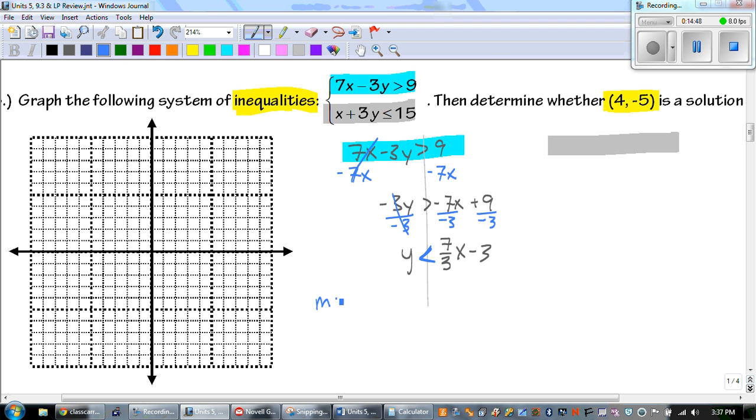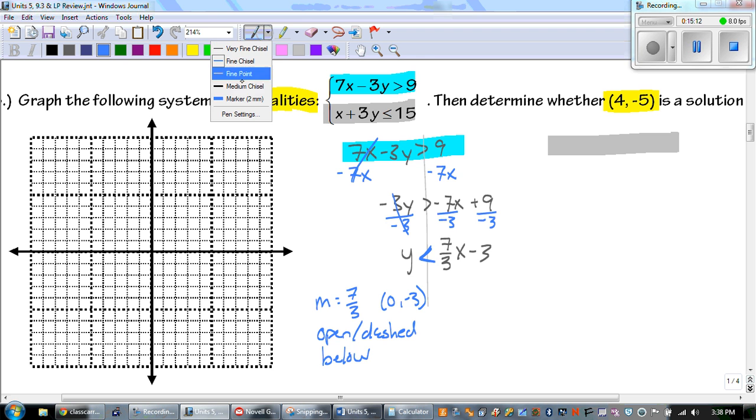I know that my slope is 7/3. My y-intercept is 0, negative 3. I have an inequality, so I have to pay attention to that. Okay, this is going to be open, and so we said open and dashed. And it's less than, which means I'm going to shade below.